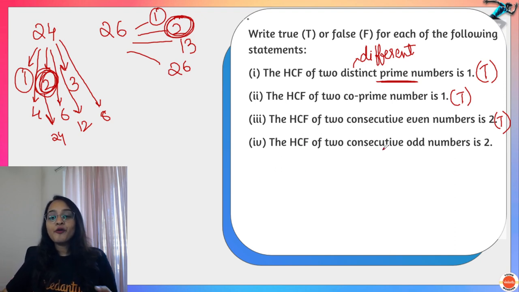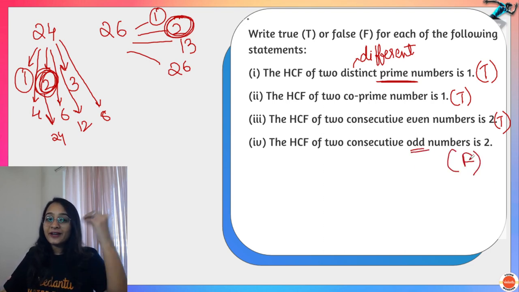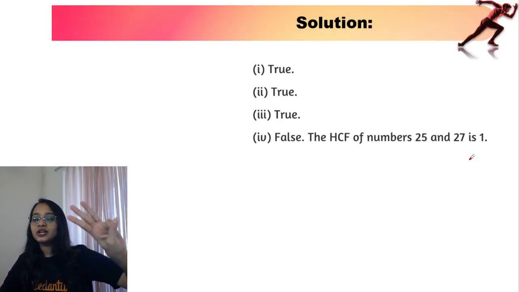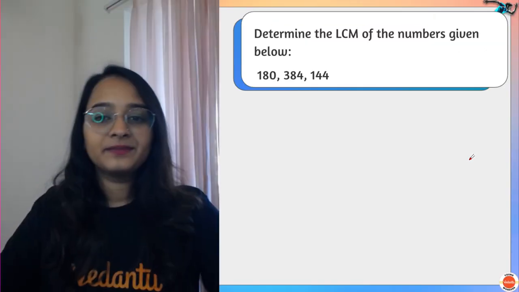The HCF of two consecutive odd numbers is 2? No. It is an odd number, so 2 cannot be its factor, right? So, the statement here will be false. So, the first three are true and the last one is a false statement.